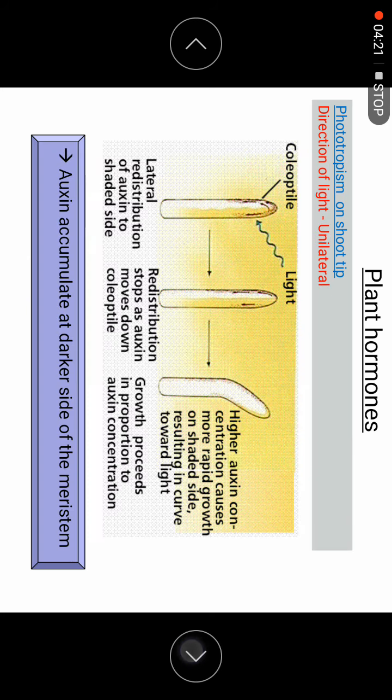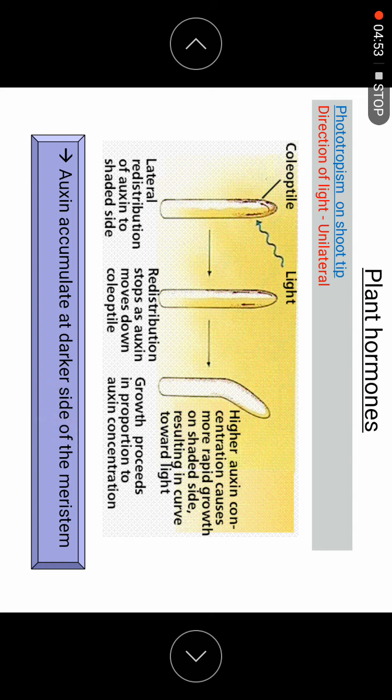So this is another explanation, a word explanation. I need you to understand it, because maybe you have to write it in your exam, how to write everything in words. You must say where the light comes from and how the auxin behaves. Auxin will accumulate at the darker side of the meristem. This is one of the properties.